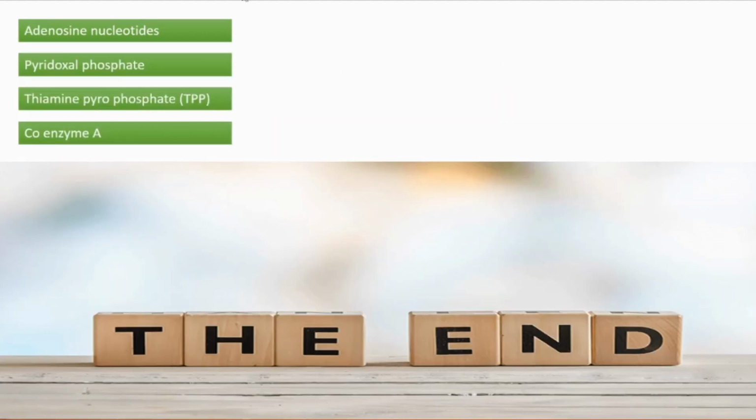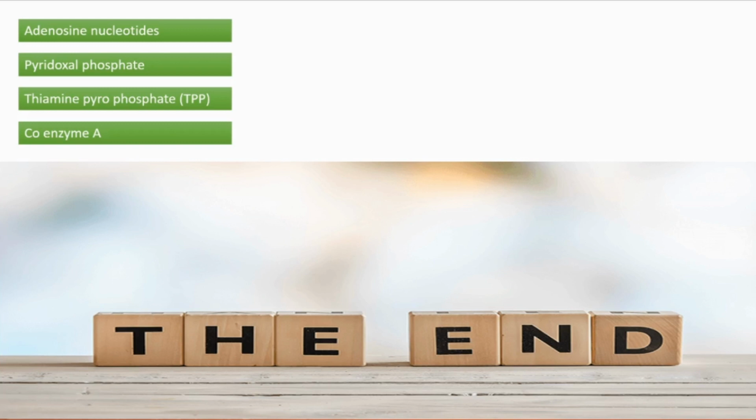Next cofactor is adenosine nucleotide. It is a group of three coenzymes: AMP, ADP and ATP, that is adenosine monophosphate, adenosine diphosphate and adenosine triphosphate. What is their role? They are involved in transphosphorylation reactions. It involves transfer of the phosphate group. So that's why it is involved in transphosphorylation reactions.